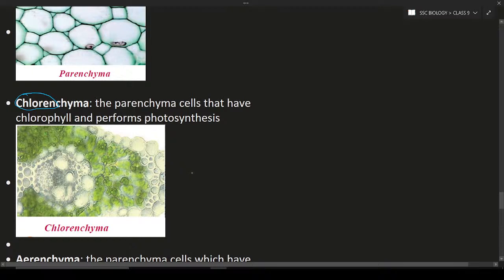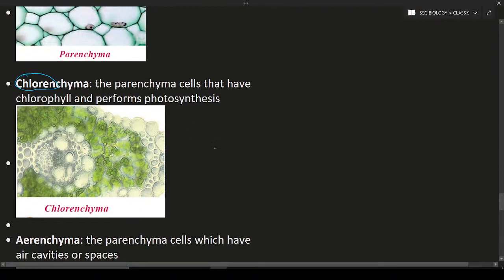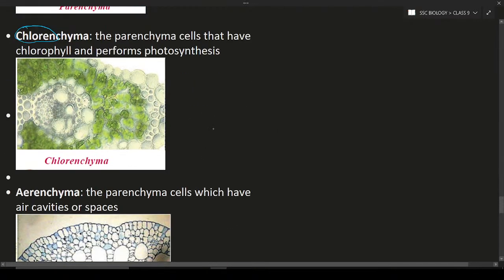So where is it present? It is present in the chloroplast. Okay. So what is the difference between chlorophyll and chloroplast? Chlorophyll is a pigment, and chloroplast is an organelle. Okay, chlorophyll is a pigment, chloroplast is the organelle. So this is the only difference. Okay, so this is about it, and the next one we will go for the aerenchyma.